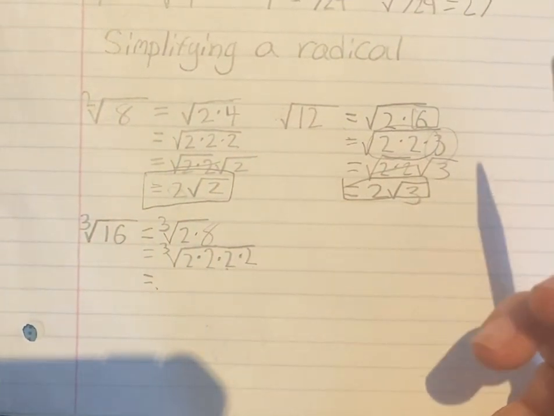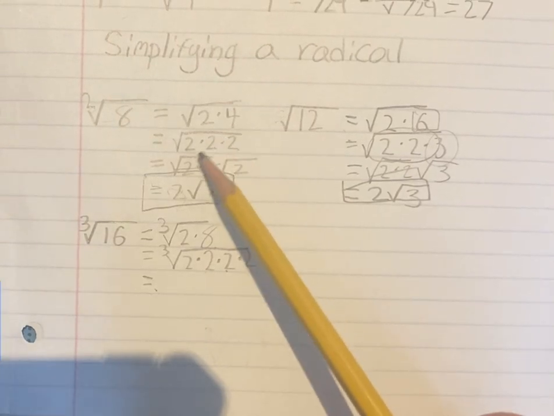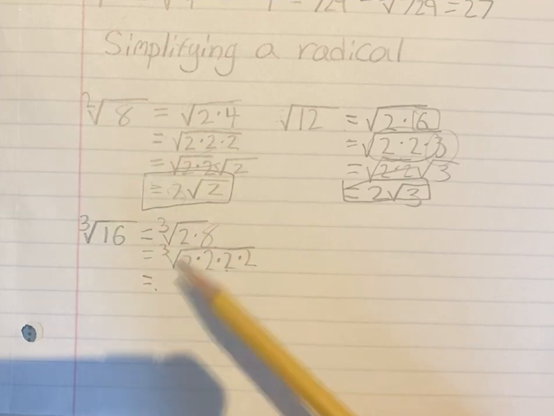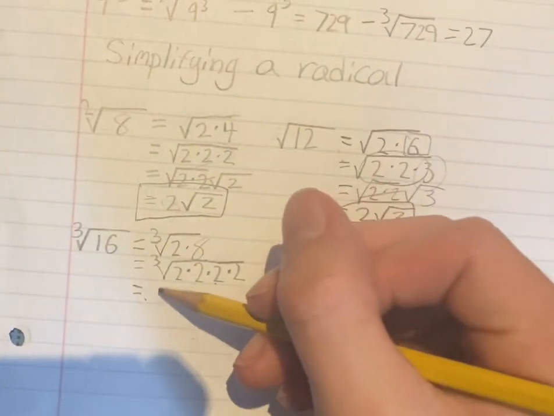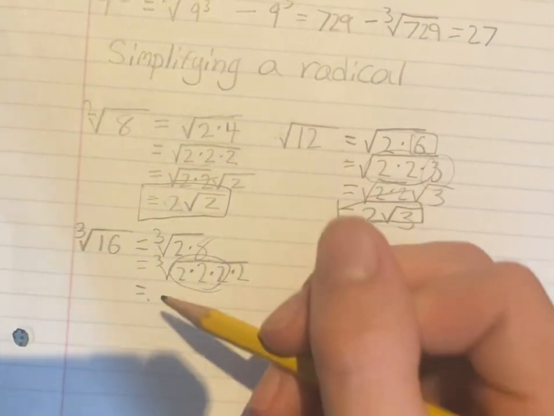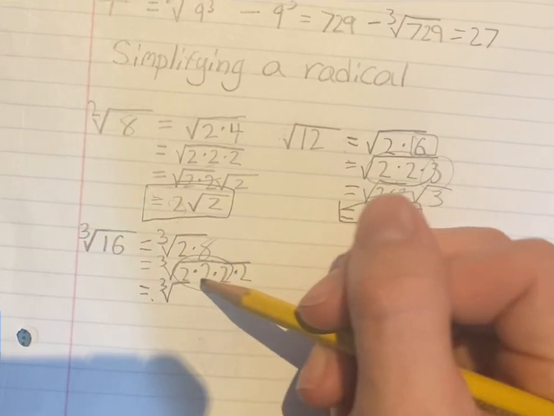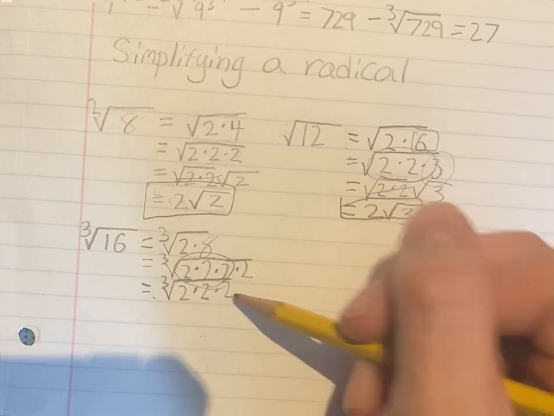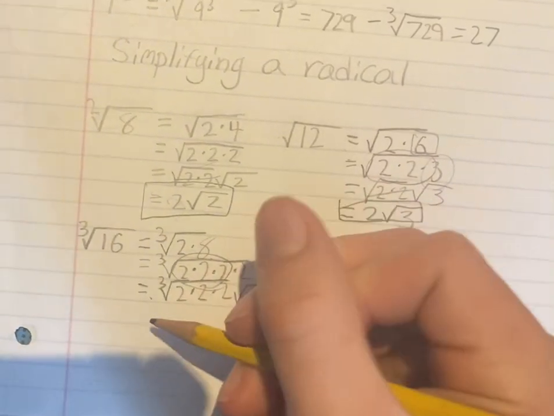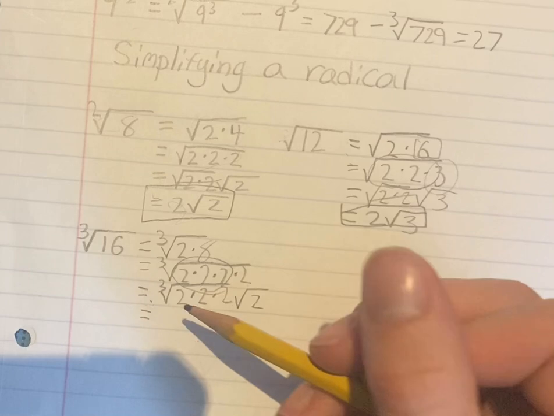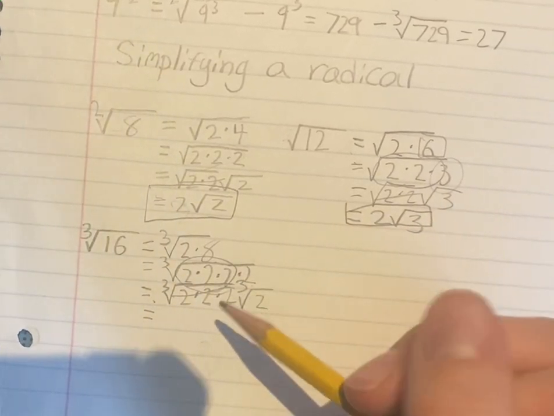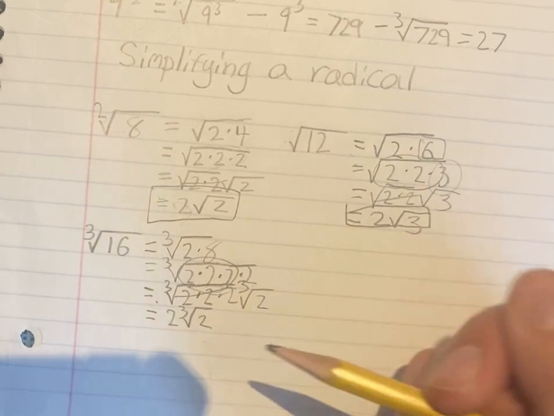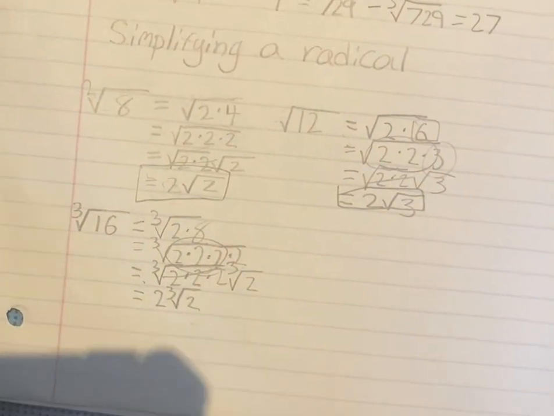Since we looked for pairs of 2 before, here we want to look for groups of 3. So we have three 2s here. So we don't forget the 3. 2 times 2 times 2, and then 2. And these three will cancel each other out. And that is just 2 times the cube root of 2. And that is our final answer.